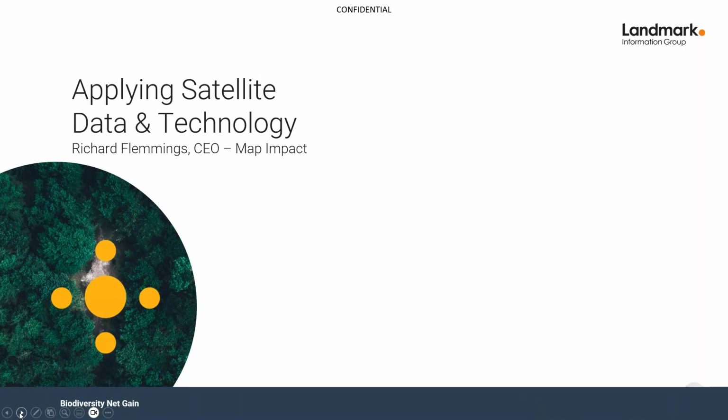Thanks, Maureen. That was really useful to have an overview of technically how satellite Earth observation works. So I'm Richard Flemmings, CEO of Map Impact. We're a landmark partner supporting their Biodiversity Net Gain reporting. If we move to the next slide, please.